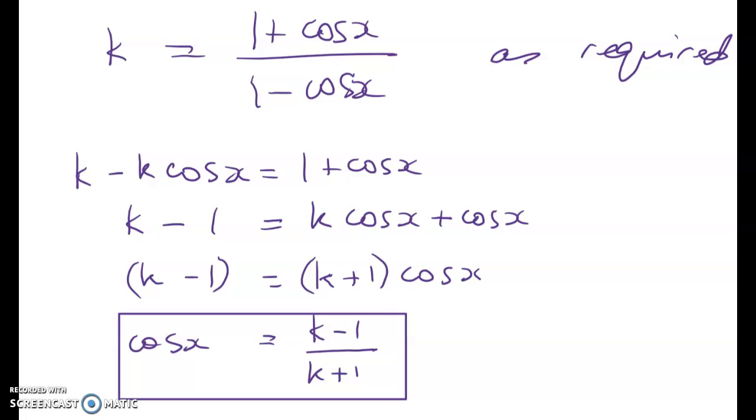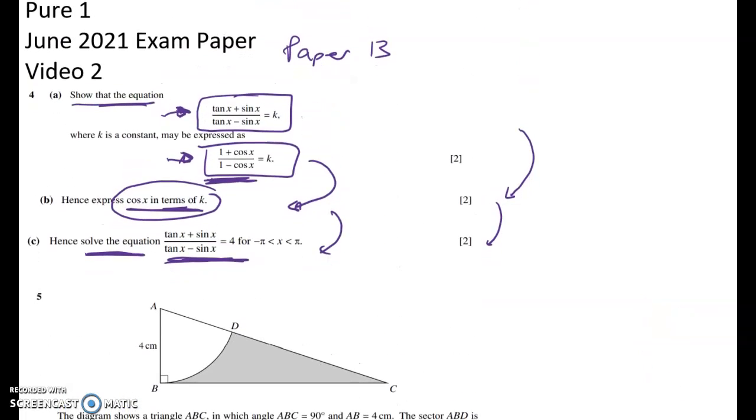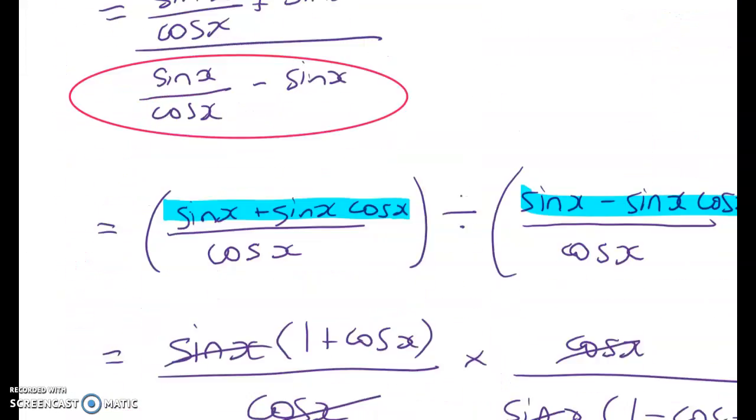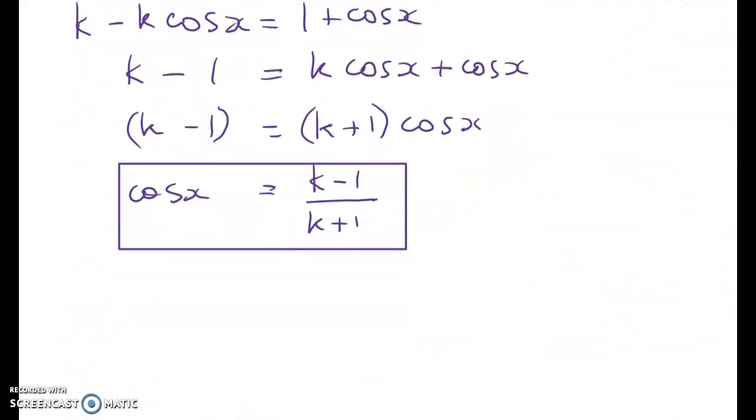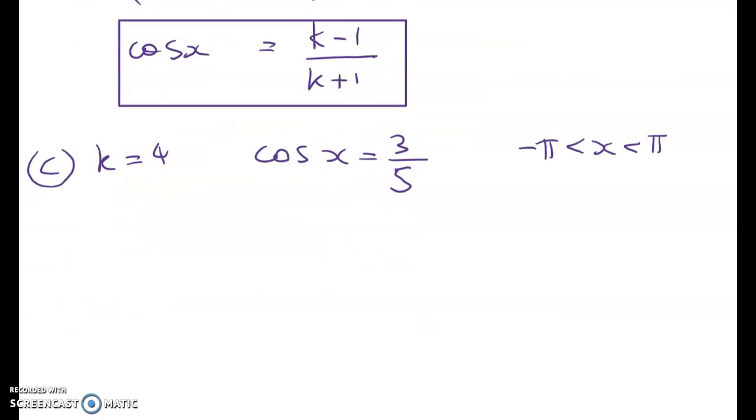And then the last bit turns out to be the easiest part in a lot of ways. We're asked to solve this equation here. Right, so we've got this thing here equals 4. So that's just the same as what we had up here, only now we have a specific value of k. But we know from this part here that cos of x is just k minus 1 over k plus 1, right? So for part C, we know that k is equal to 4. So what we're solving is cos of x is equal to 4 minus 1, 3, over 4 plus 1, which is 5. And we're finding the values of x between negative pi and pi.